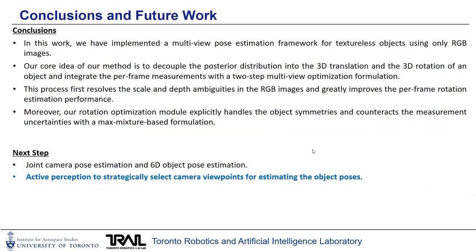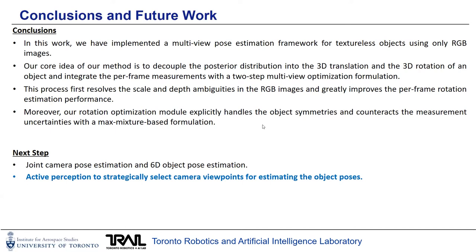Okay, to conclude our work: in this work, we have implemented a multi-view object pose estimation framework for textureless objects using RGB images only. Our core idea is to decouple the posterior distribution into 3D translation and 3D rotation. Using this two-step multi-view optimization framework, we are able to first solve the scale problem in the RGB image, which then greatly improves the rotation estimation performance. Finally, we have applied a max-mixture formulation to explicitly handle object symmetry and to counter measurement ambiguities from the rotation part.